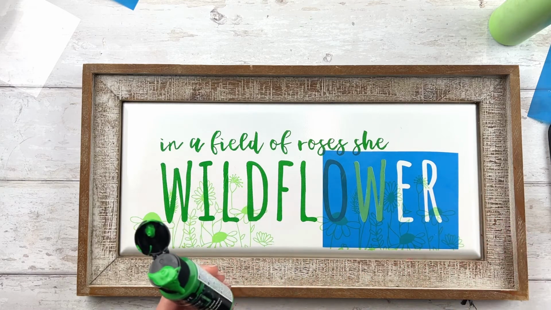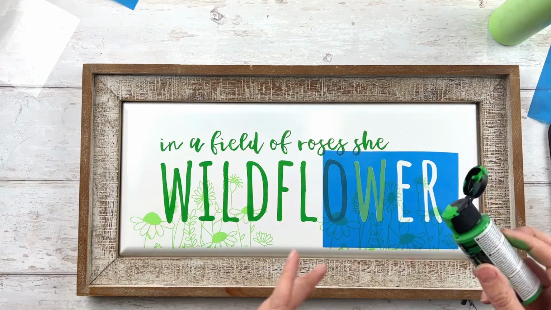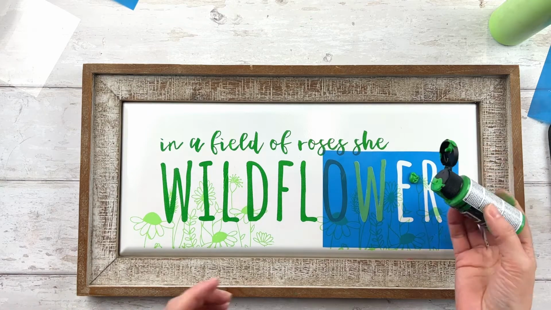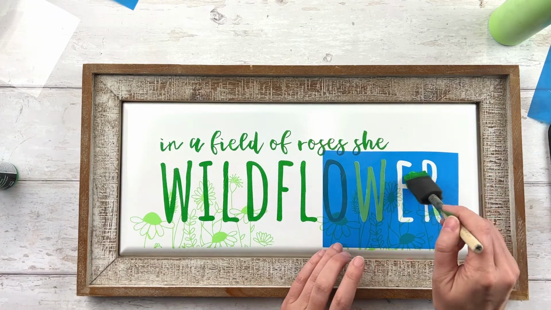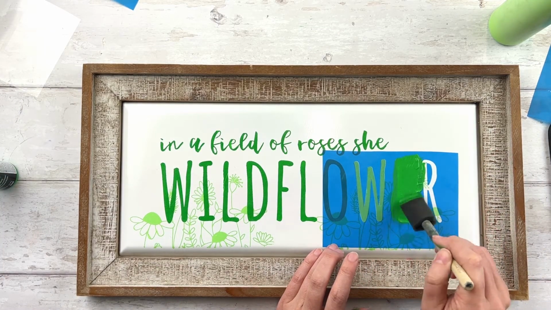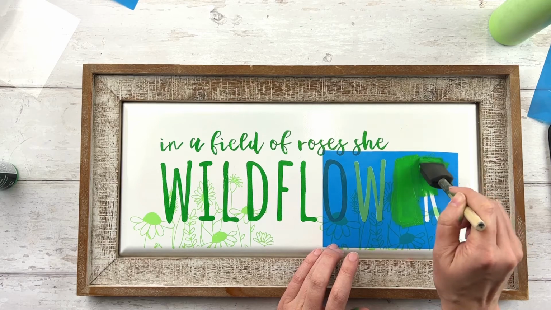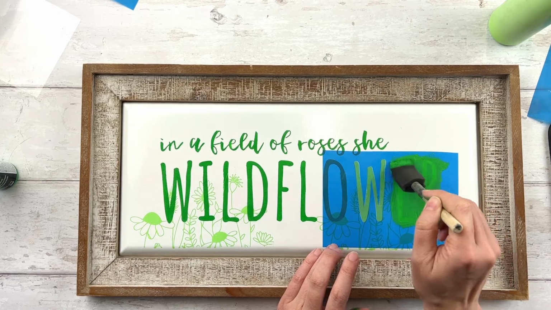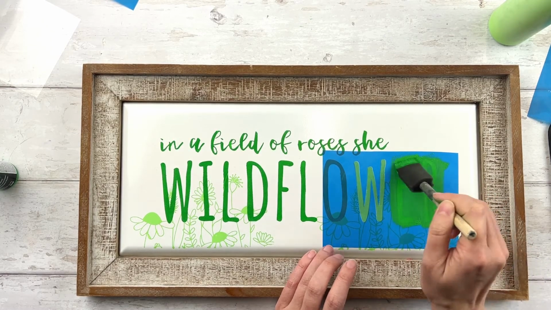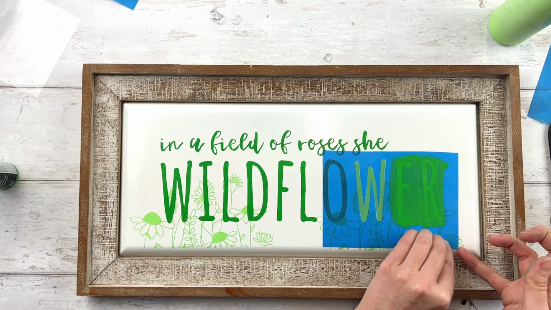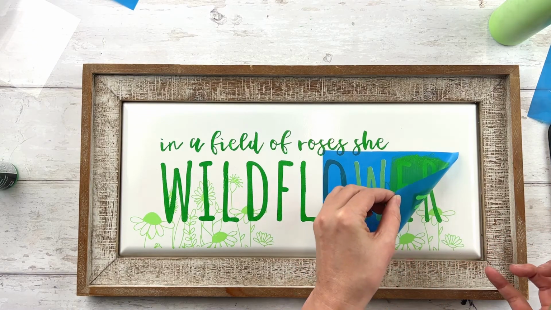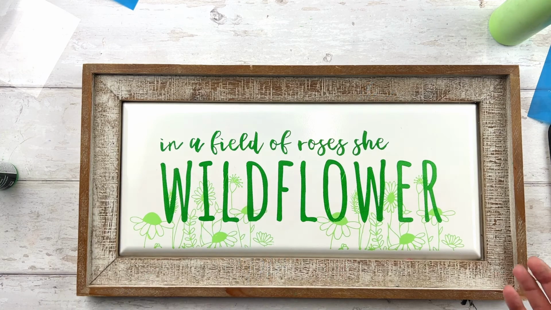I'm making a mess here. Okay. Just add a little paint, and I'm going to use my brush again. Easy as that. And I'll just repeat the process. I will wash my stencil, dry that, and then do the top stencil.